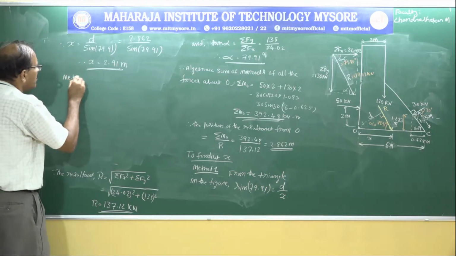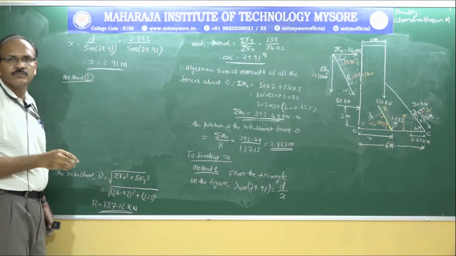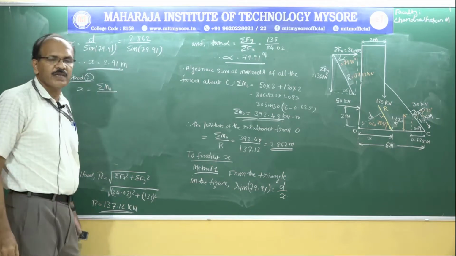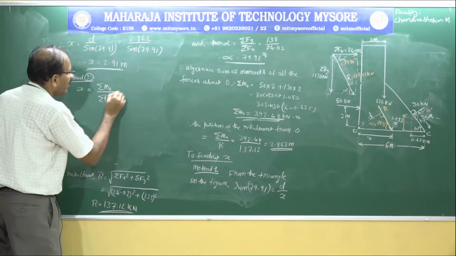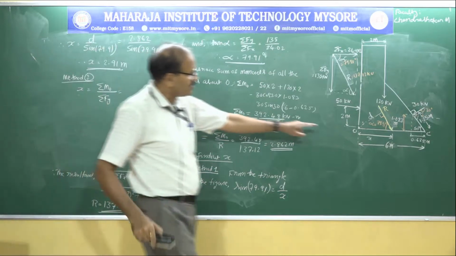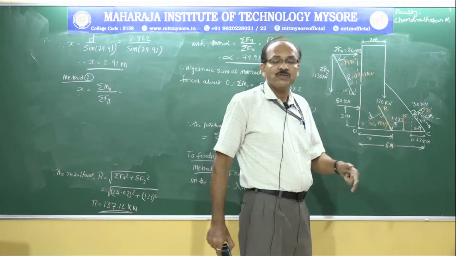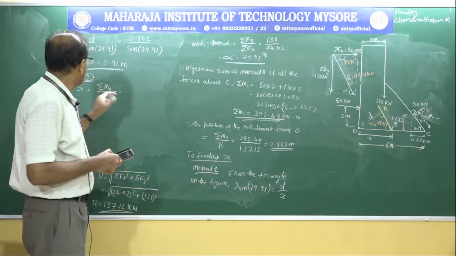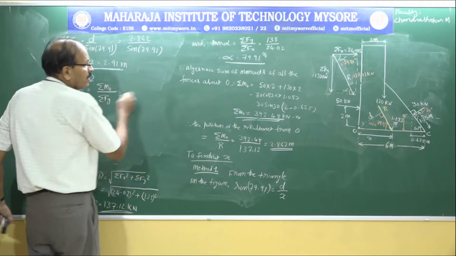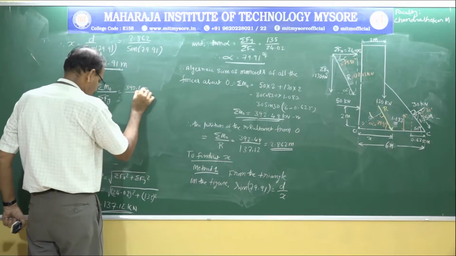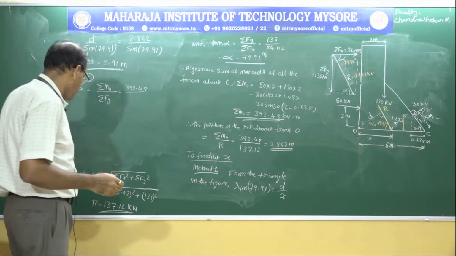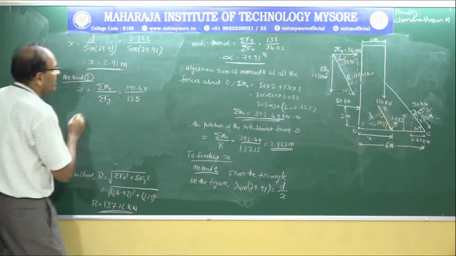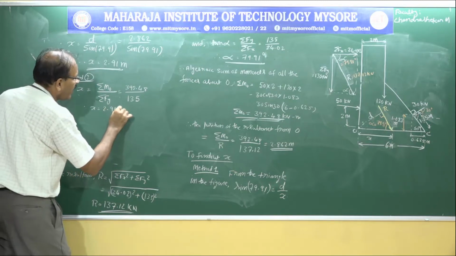Or by method two, x equals sigma MO divided by sigma Fy. If you are trying to find out the x distance, you need to take the y values. If you are trying to find out the y distance, you need to take all the sigma Fx values. So sigma MO here is 392.48 and sigma Fx is 135. Therefore, x equals 2.91 meter.